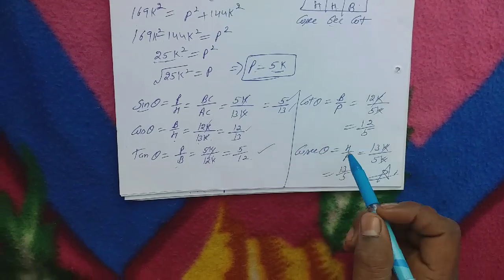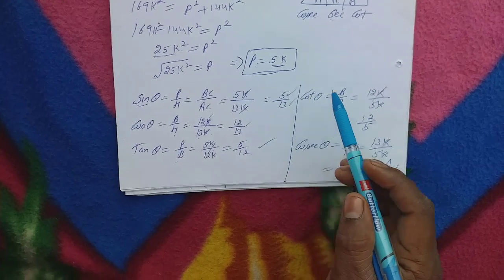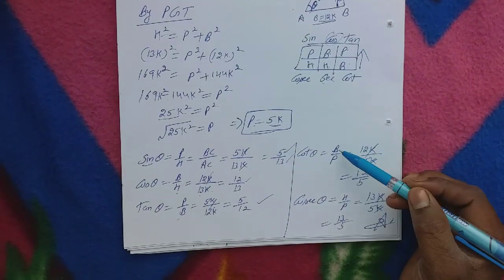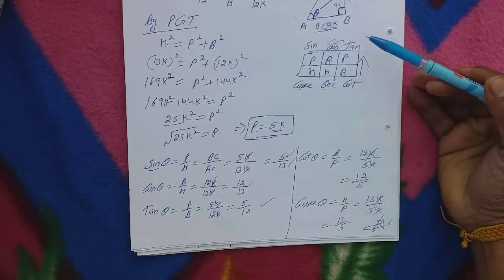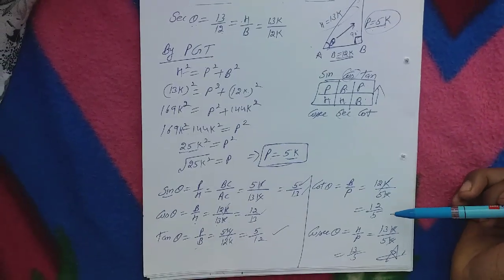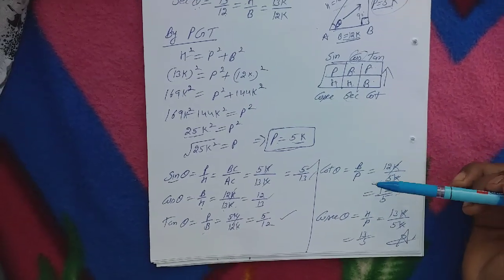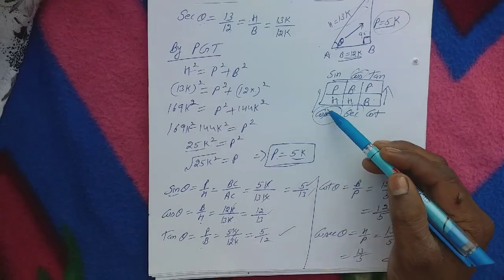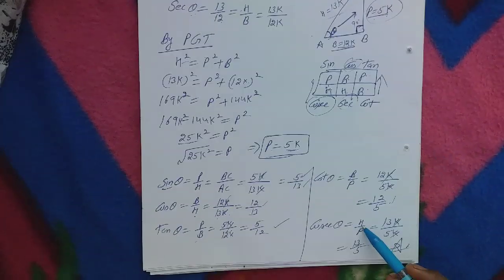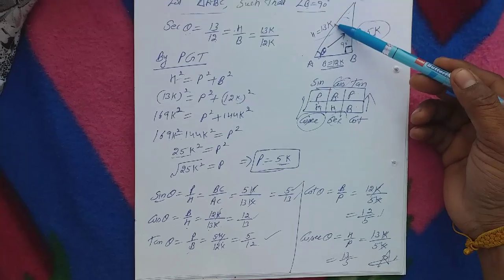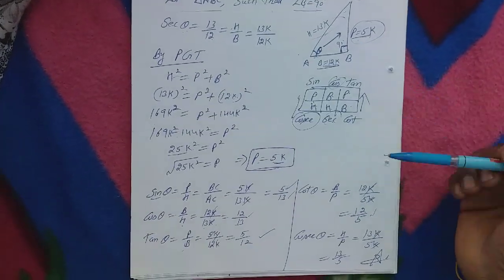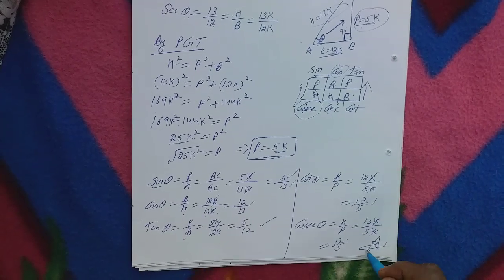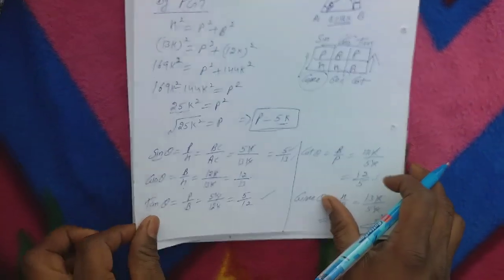Okay, you are understanding? Good. Now cot theta, cot is b by p. The value of b is 12k and the value of p is 5k. Now cancel it, 12 by 5 left. Next is cosecant, secant is given, so left only cosecant. The value of cosecant is h by p. H is 13k and p is 5k. Cancel it, so left 13 by 5. That is the answer. So this question is complete.